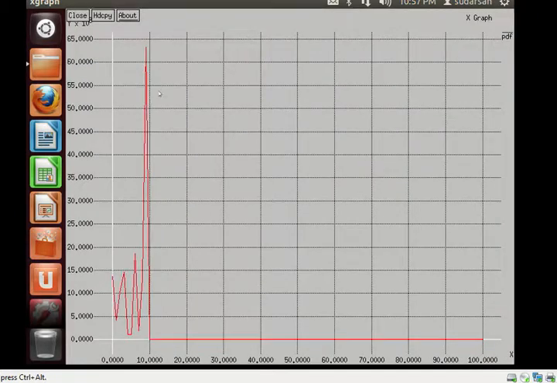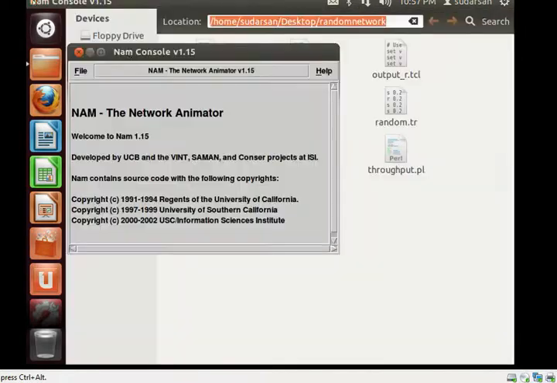Here the X graph is calculated as before as time versus energy consumed. We can compare both X graphs and calculate a result.